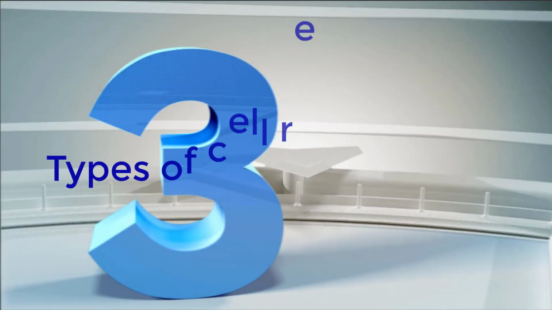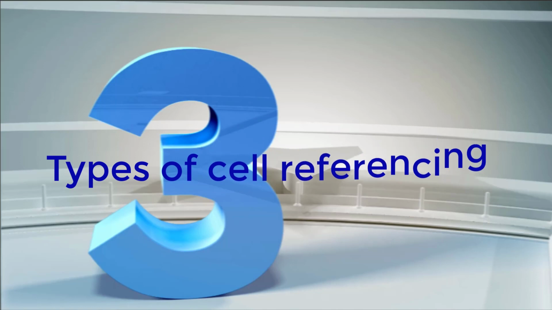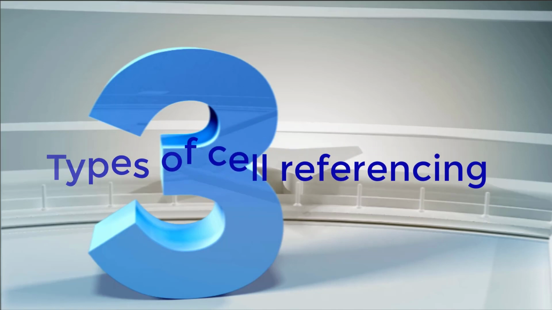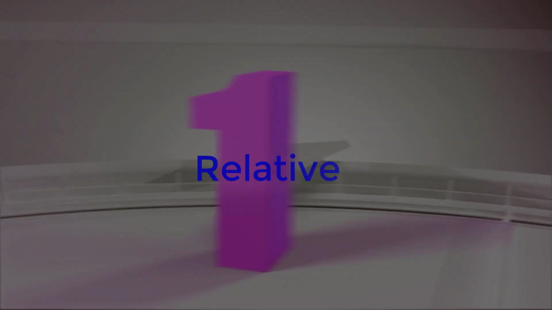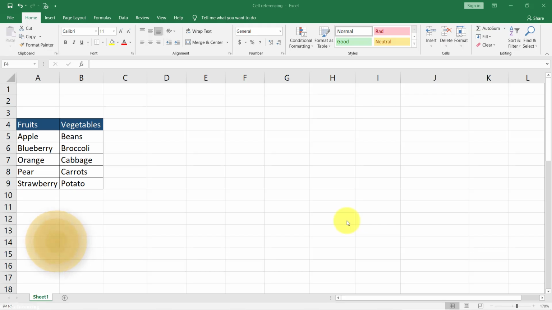Hello everyone. In this video, we're going to talk about the different types of cell referencing in Excel and how it will speed up data entry. There are three types of cell referencing in Excel: relative, absolute, and mixed. So let's go through it one by one.